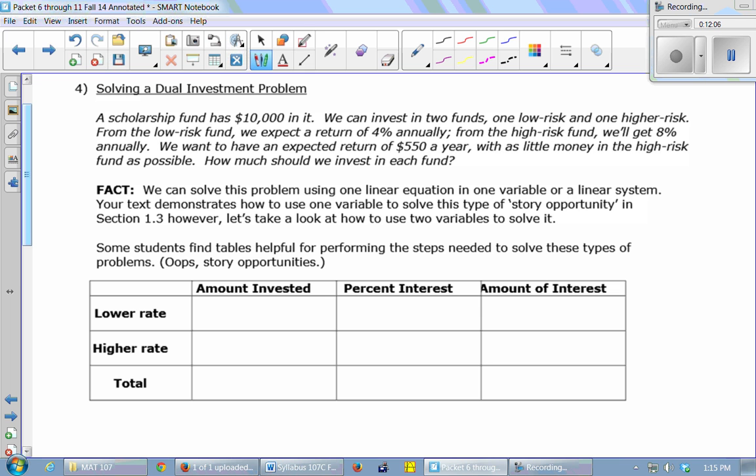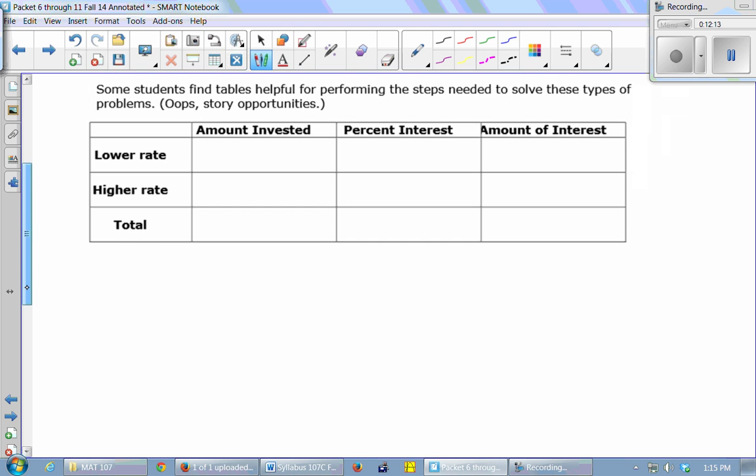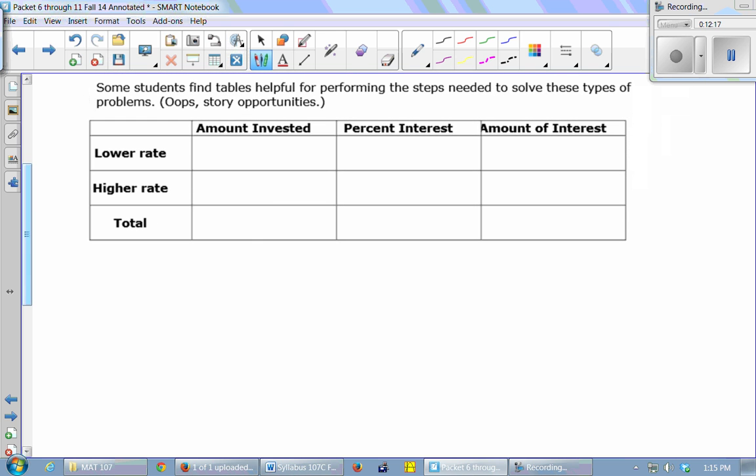So we can solve this problem with one equation and one variable or with a linear system. Okay, so we're going to use two variables to solve this one today. Some students find writing a table like this really helpful in solving these types of story problems. Just organize all the information that was given to you into a chart. So I have a lower rate and a higher rate and a total, and then I have the amount I invested in each fund, the percent interest it's earning, and the amount of interest it earns. And the way you calculate amount of interest earned is the amount invested times the percent.